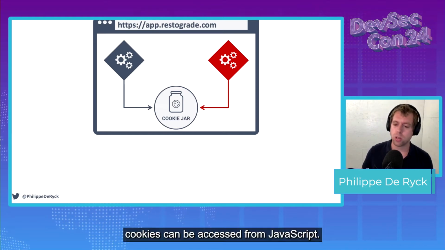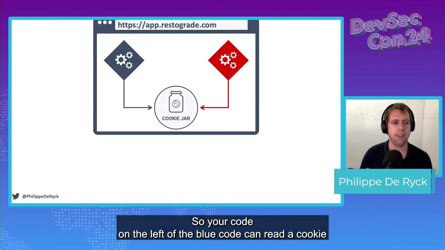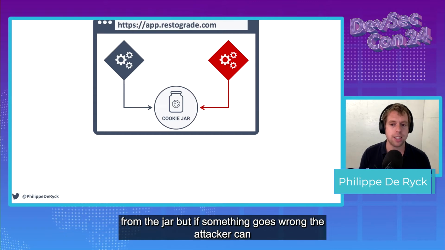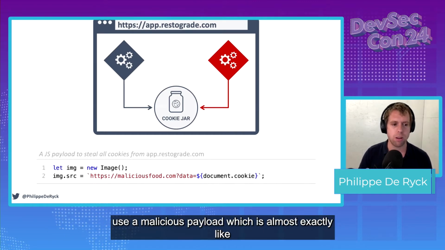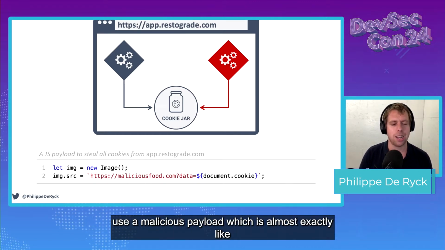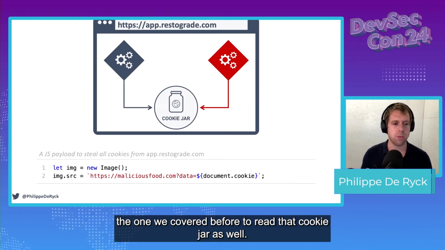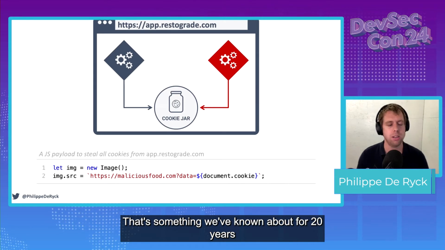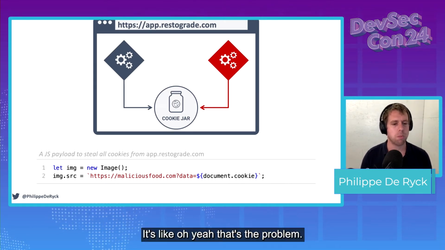But cookies can be accessed from JavaScript. So your code on the left, the blue code, can read a cookie from the jar. But if something goes wrong, the attacker can use a malicious payload, which is almost exactly like the one we covered before, to read that cookie jar as well. And again, that's a well-known problem. That's something we've known about for 20 years or something.